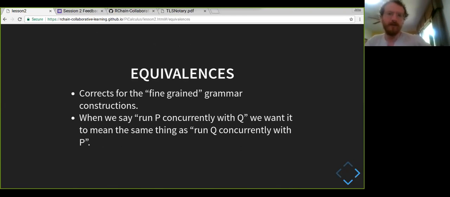And then there are the equivalences that we'll need. This is how we correct for the fine-grained nature of our grammar constructions. So when we say, even out loud in English, run P concurrently with Q, P in that sentence comes before Q. And we want that to mean the same thing as run Q concurrently with P. So we need some way to say that these two sentences are equivalent. You can swap back and forth between them, and you're not changing the meaning of your program.